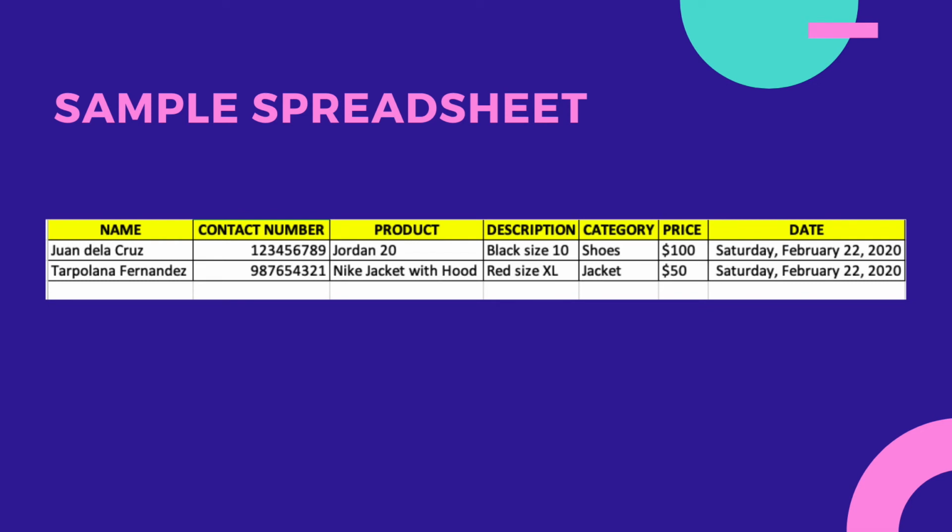For example, you have this data in your spreadsheet. You have the names, contact number, the product, description, category, the price, and the date. So this spreadsheet stores information of the clients and what products they bought, on what price, and on what date. Yes, you can design it like this, but as you grow your sales, this spreadsheet becomes more complicated to look at and maintain.